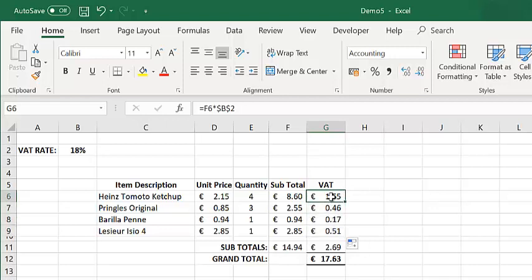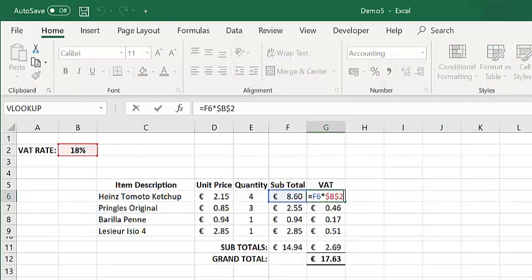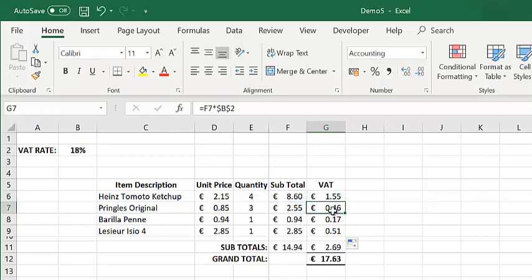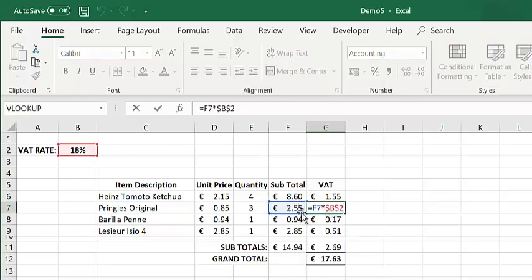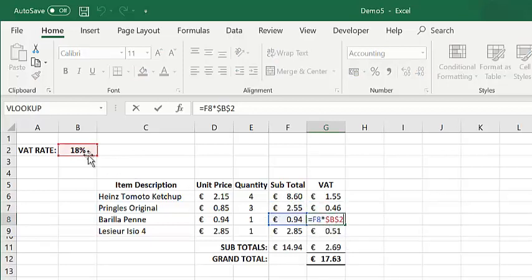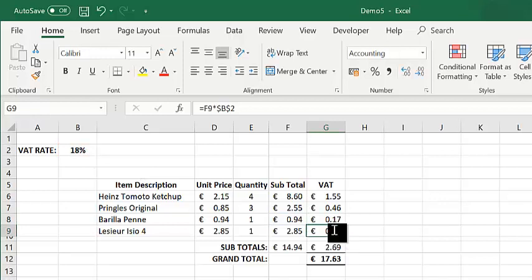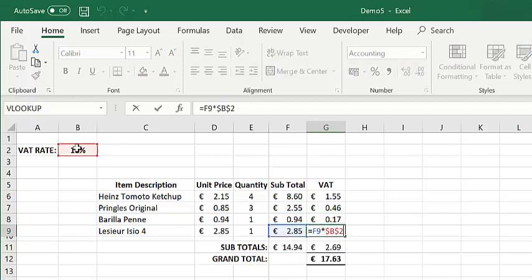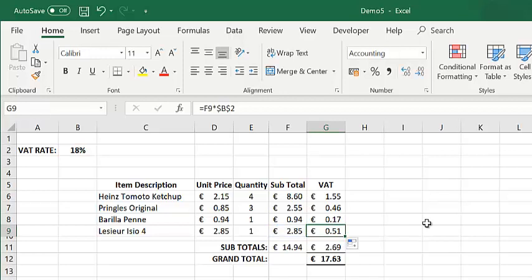In fact, if we have a look at the references, this cell is making a reference of this and this. If we look at the other one, it is making a reference of this, which has been moved one row downwards, and this, which hasn't been moved. The same applies for this and for the last row. So that is one possible approach.